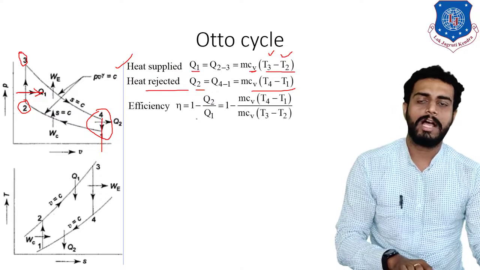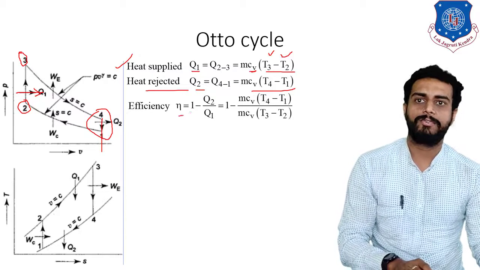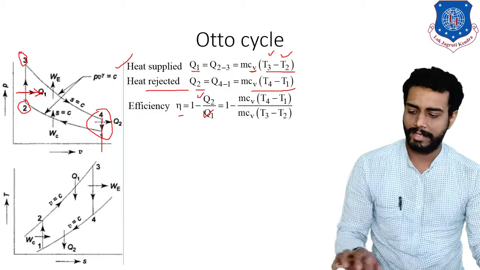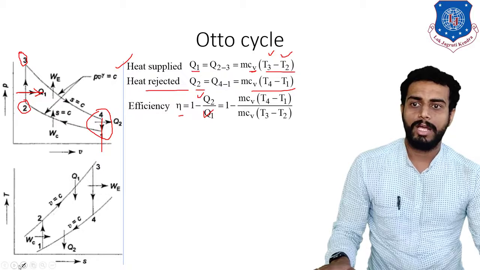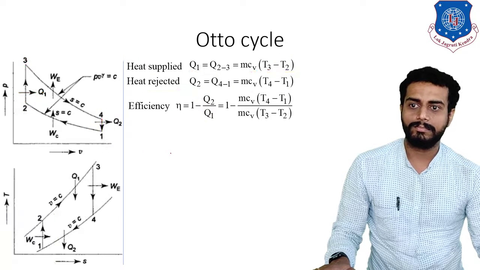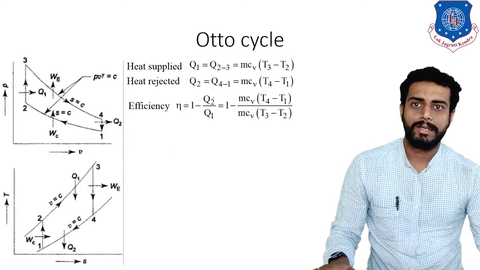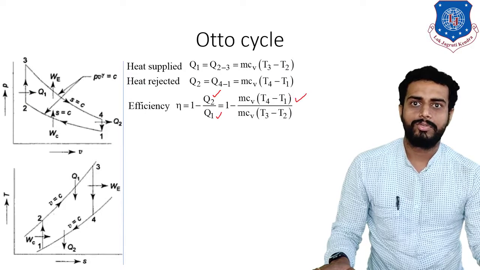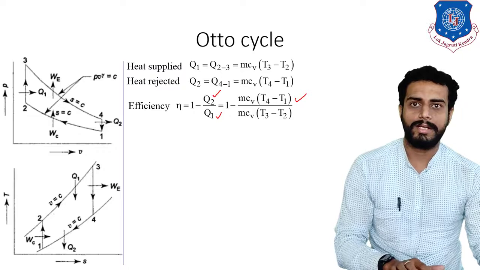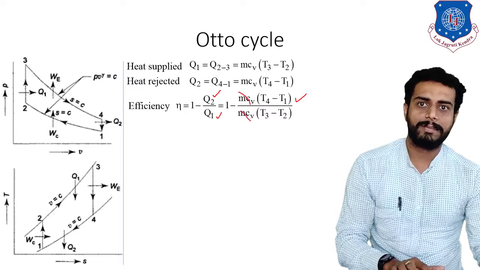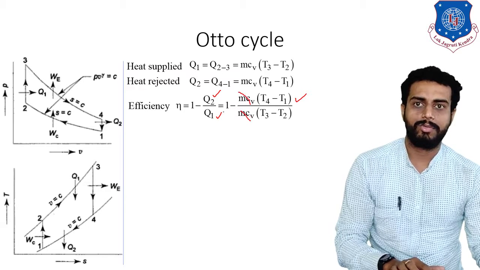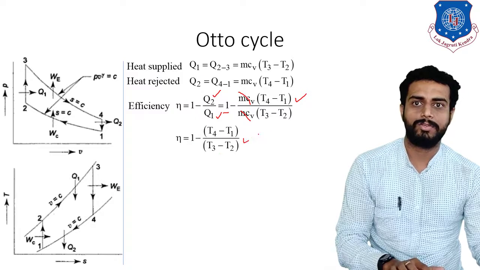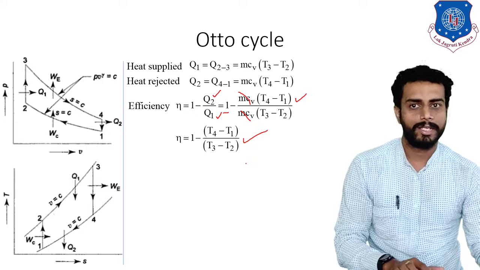Okay, students. Now further, efficiency is defined as what? Efficiency is equal to 1 minus heat rejected divided by heat supply. You know that, right? So if you substitute the values of Q2 and Q1 in this equation, you can have this equation, right? In this equation you can see M CV and M CV get cancelled out, so we are left with 1 minus (T4 minus T1) divided by (T3 minus T2). So I have written that down over here.